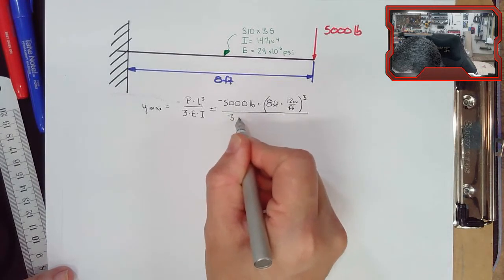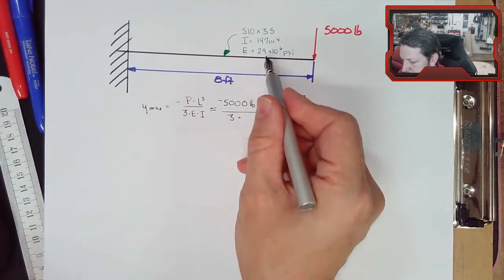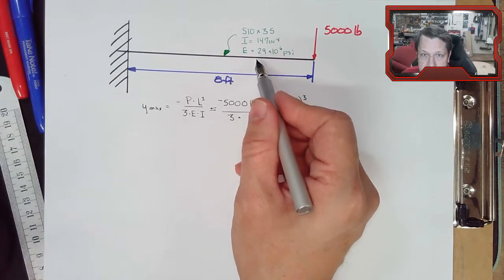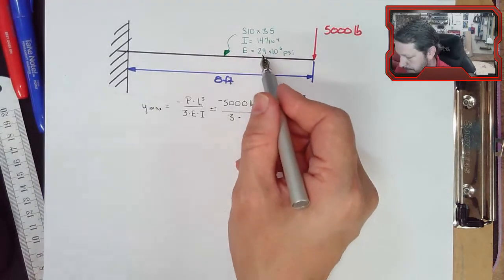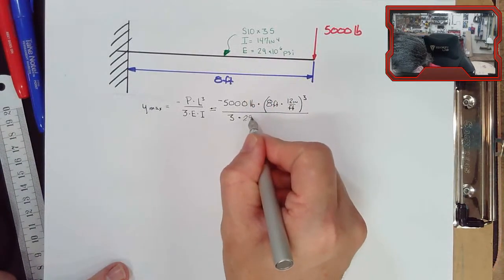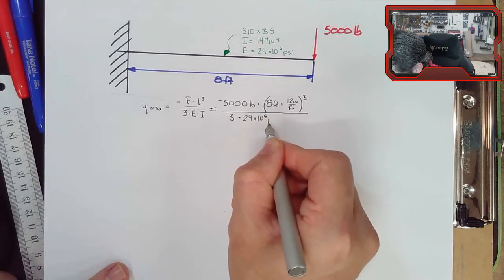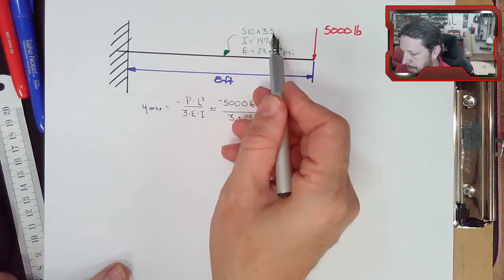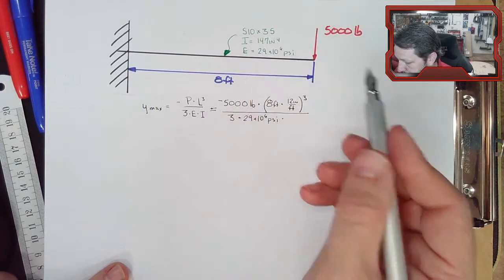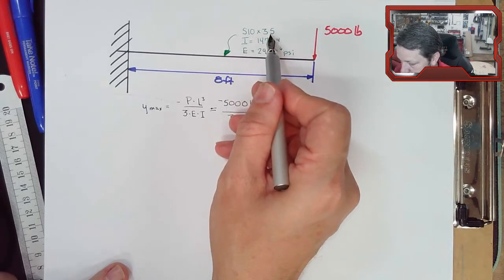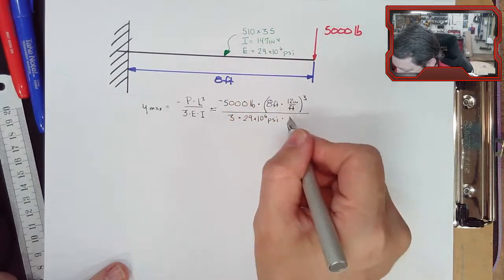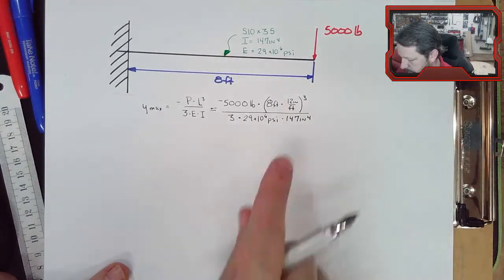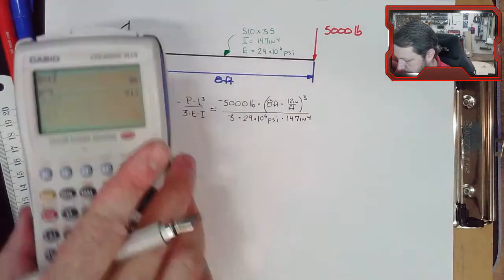Three, E is the modulus of elasticity. I didn't tell you what kind of steel. It's just structural steel, that generic steel that's in our book. So 29 times 10 to the 6 psi. And I, this was an S10 by 35. And we said that for an S10 by 35, the moment of inertia was 147 inches to the fourth. So there we can solve that equation.